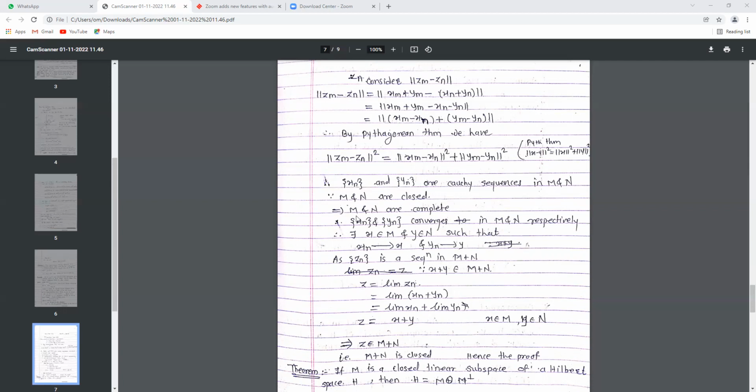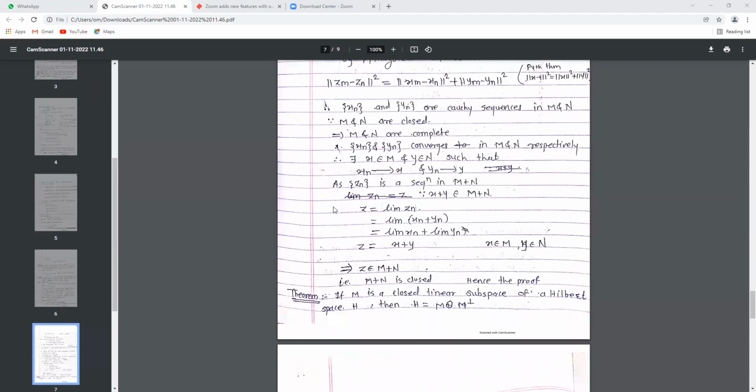Therefore, since M and N are closed, this implies these spaces are complete. That means every Cauchy sequence belonging to this space should converge in the same space. That means xn and yn converge in M and N respectively, and therefore there exists a point x belonging to M and y belonging to N such that xn tends to x and yn tends to y. As Zn is a sequence in M plus N, x plus y belongs to M plus N. As Z is a limit point of that sequence, Z is equal to the limit of Zn.